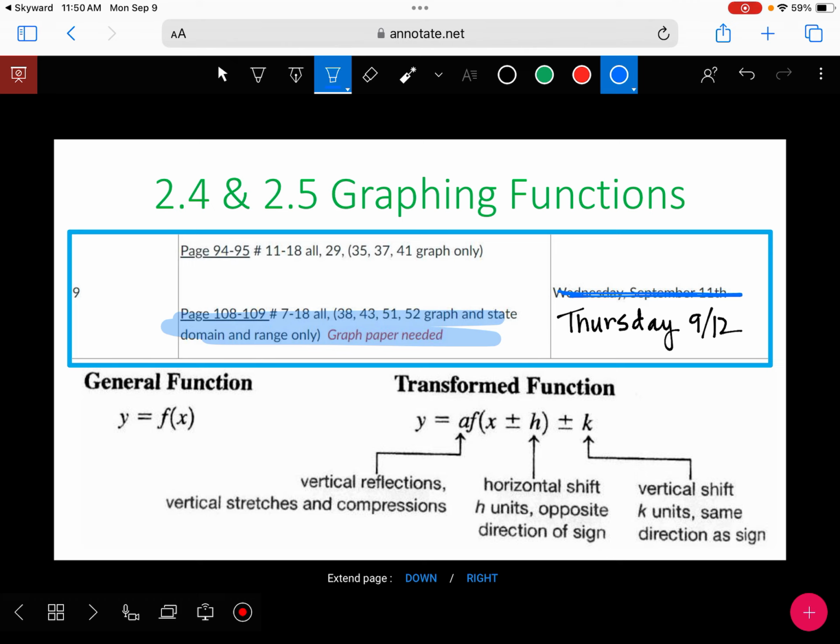This homework assignment, the second part, you need graph paper. Well, actually, you need graph paper for both, so. All right, any questions? Can we get started?